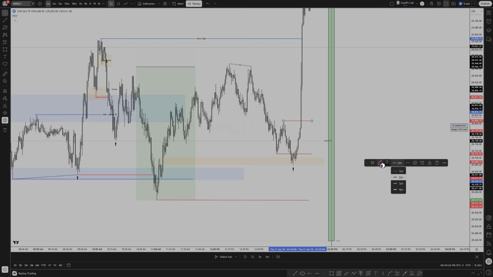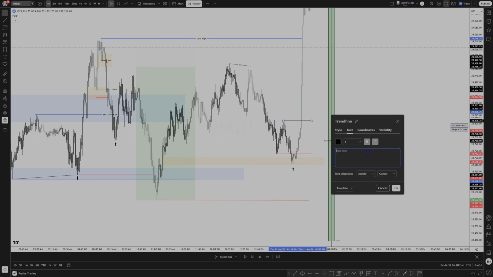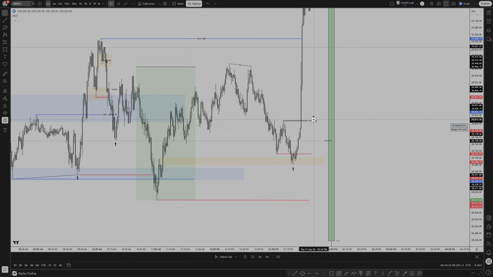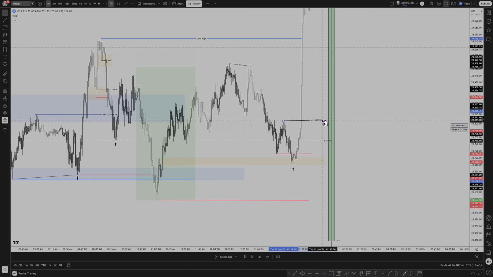Shift in market structure identification, which could be used as another entry if you need to wait for more confirmation. That's the shift. And it happens at 28808.75. You take entry here in this candle.